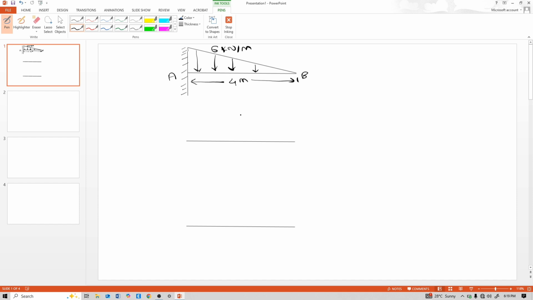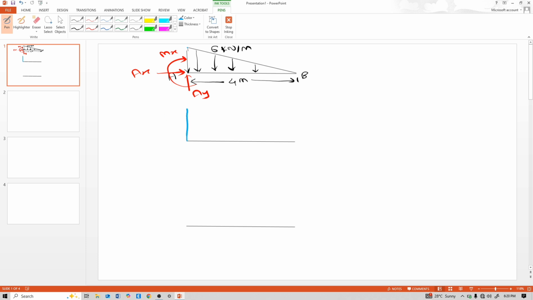So see, first remove the support and draw the free body diagram. Fixed support has 3 reactions. One is AY, other is AX, and another is MX. So here it goes upward.